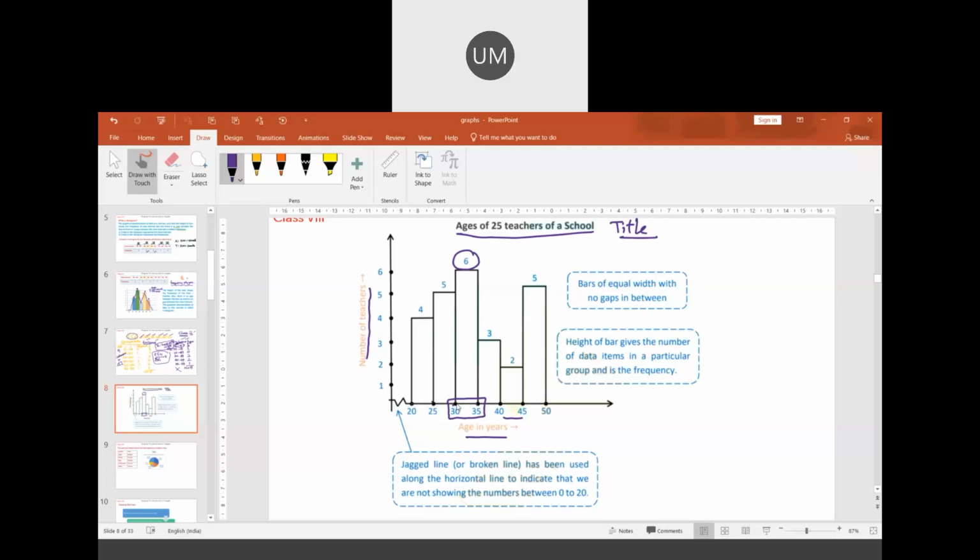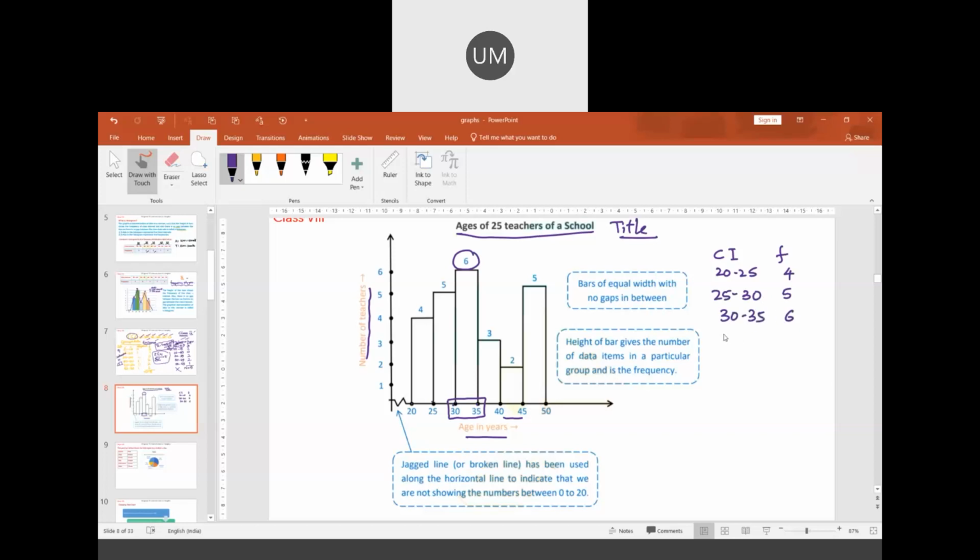Here you can see 20 to 25, 25 to 30, 30 to 35; these are the class intervals. If you want to represent this using a table, it should be represented like this. Class interval 20 to 25, the frequency is 4. Between 25 to 30, the frequency is 5. Between 30 to 35, the frequency is 6.